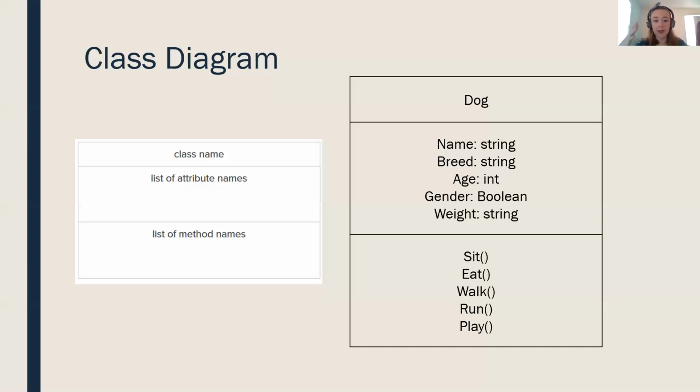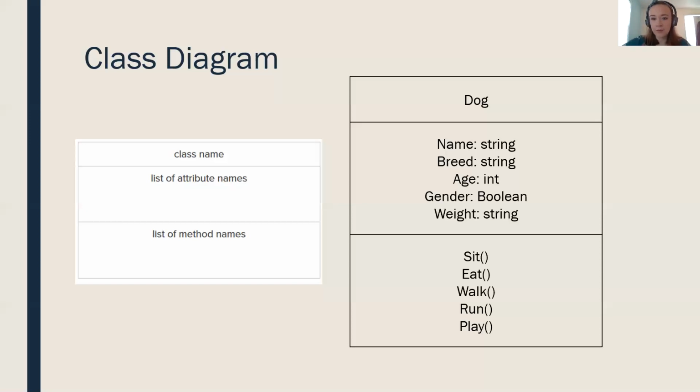Then in our methods, I have 5 methods there: sit, eat, walk, run, and play. Notice you have your parentheses. Those are showing that it's not a variable. When you have the parentheses, that's what's showing it's a method. That's what's showing it's an action I can create. So I think that covers this one.